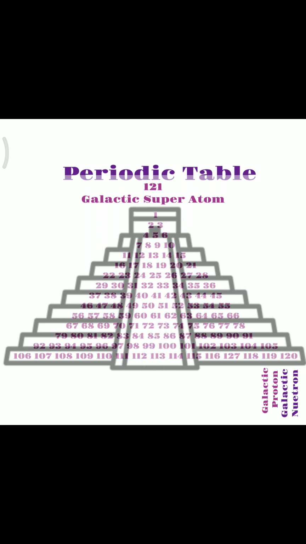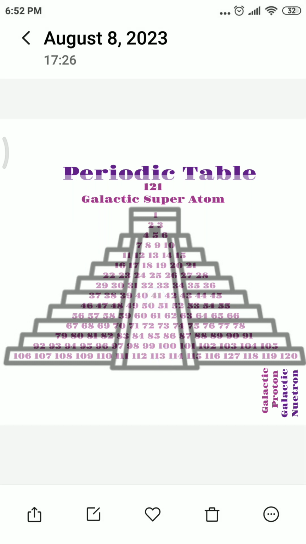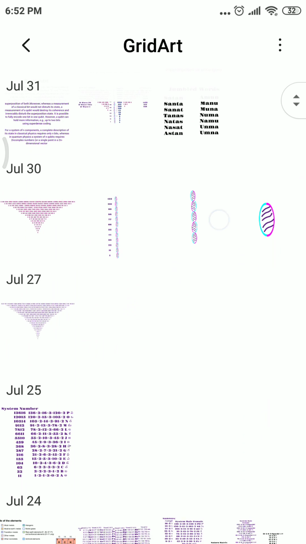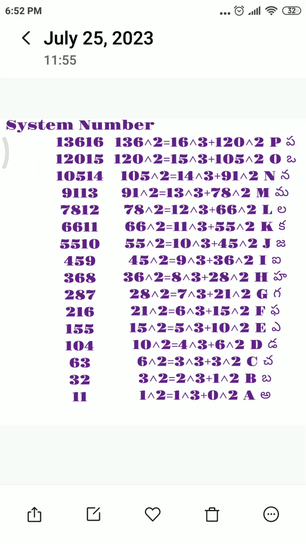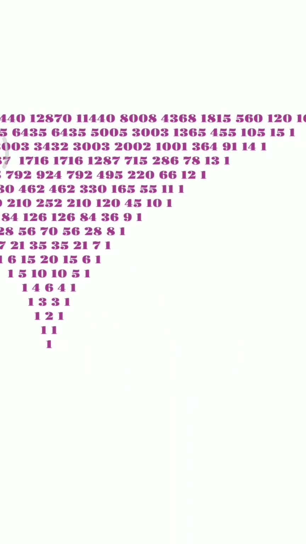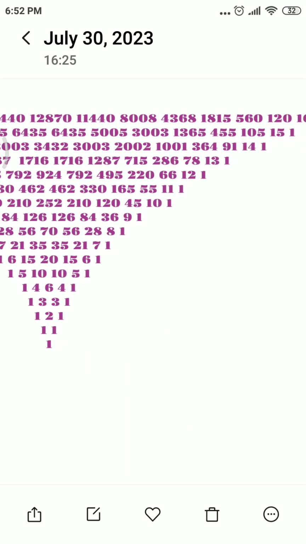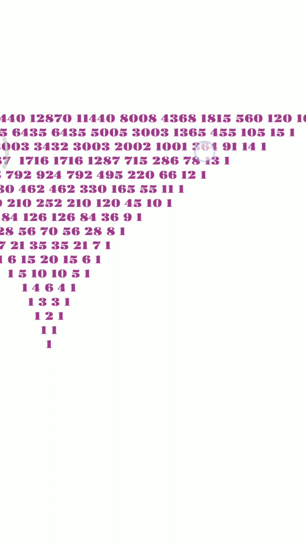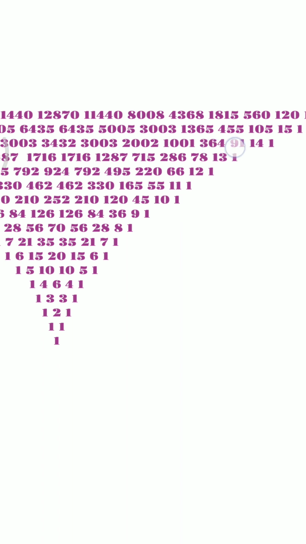There are 91 steps here, and there are 4 such sides to the pyramid. So 91 into 4 is 364. That is nothing but the number of days. Let us look at the ordinary Pascal's triangle. In Pascal's 14th row we have 91 and 364. So the 14th row has 91 steps, if you call these steps, and 364 is the number of days in the year. So 4 times 91 is 364.